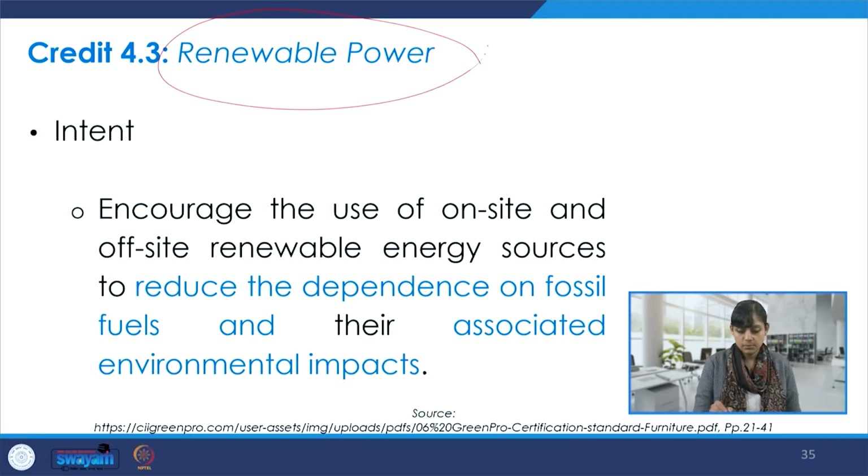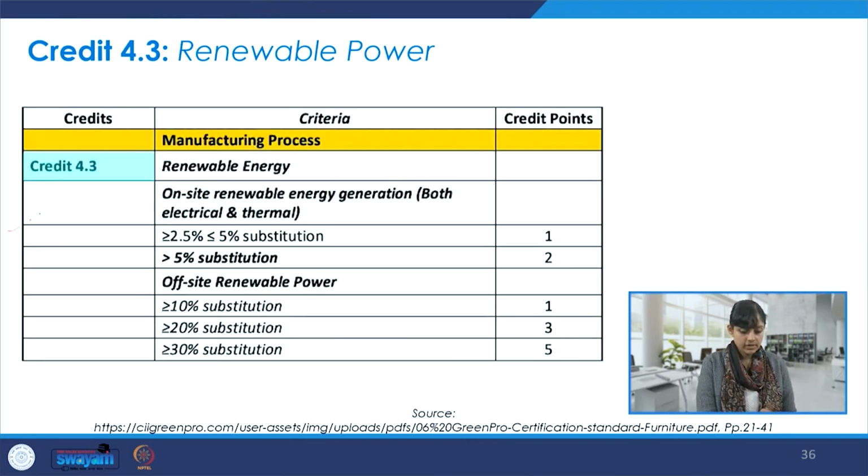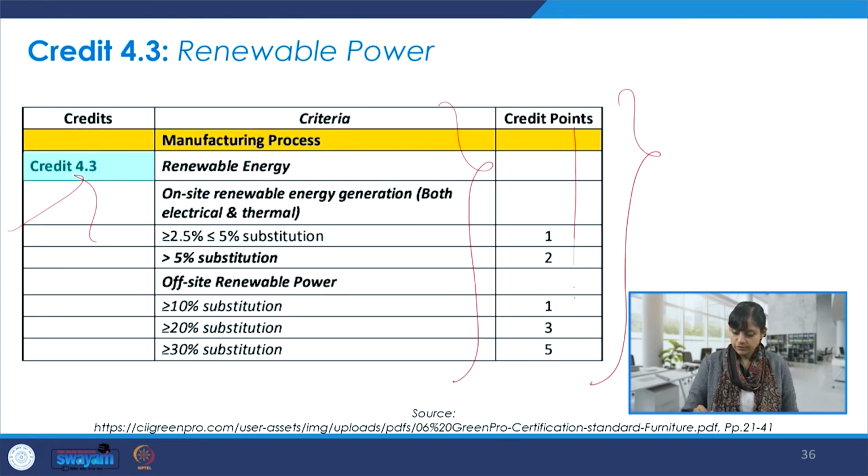Then we have renewable power, and there is credit 4.3. The intent is to encourage the use of on-site and off-site renewable energy sources to reduce the dependence on fossil fuels and their associated environmental impacts. This is credit 4.3. These are the criteria, and this is the tally of credit points associated with each criteria under manufacturing process.